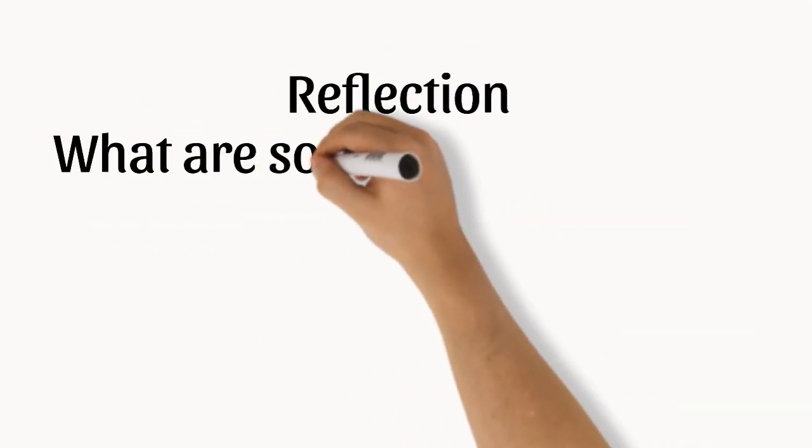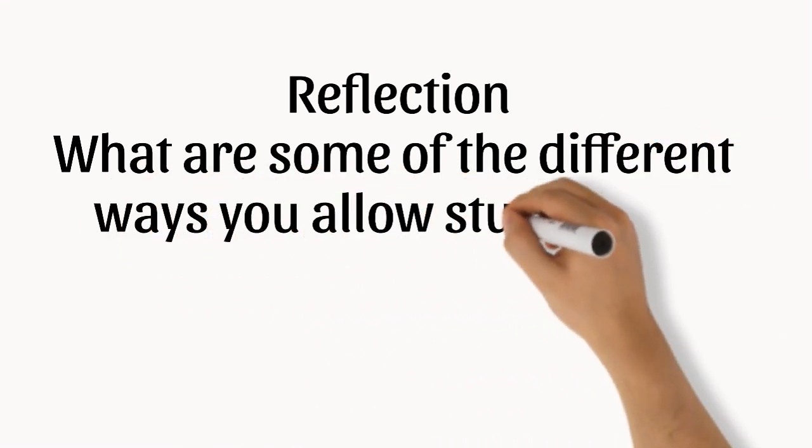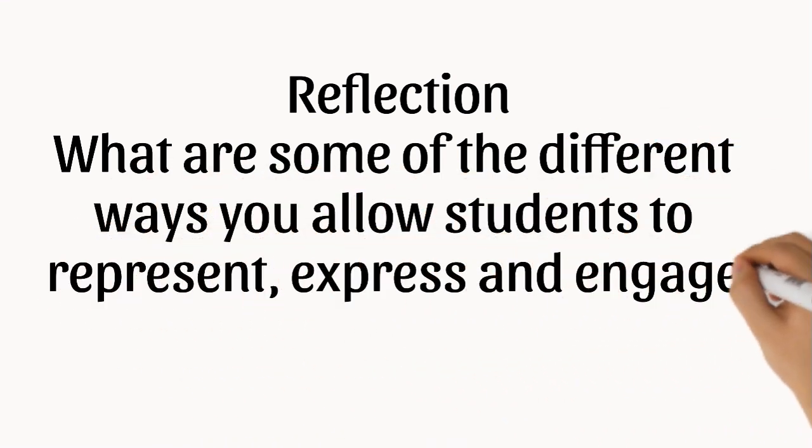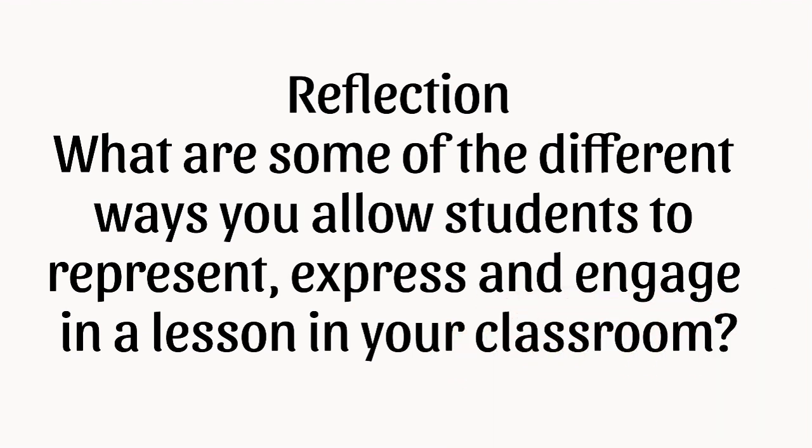Friesen states that universal design for learning calls for multiple means of representation to give learners various ways of acquiring information and knowledge, multiple means of expression to provide learners alternatives for demonstrating what they know, and multiple means of engagement to tap into learners' interests, offer appropriate challenges, and increase motivation. Here's another reflection for you. What are some of the different ways you allow students to represent, express, and engage in a lesson in your classroom?